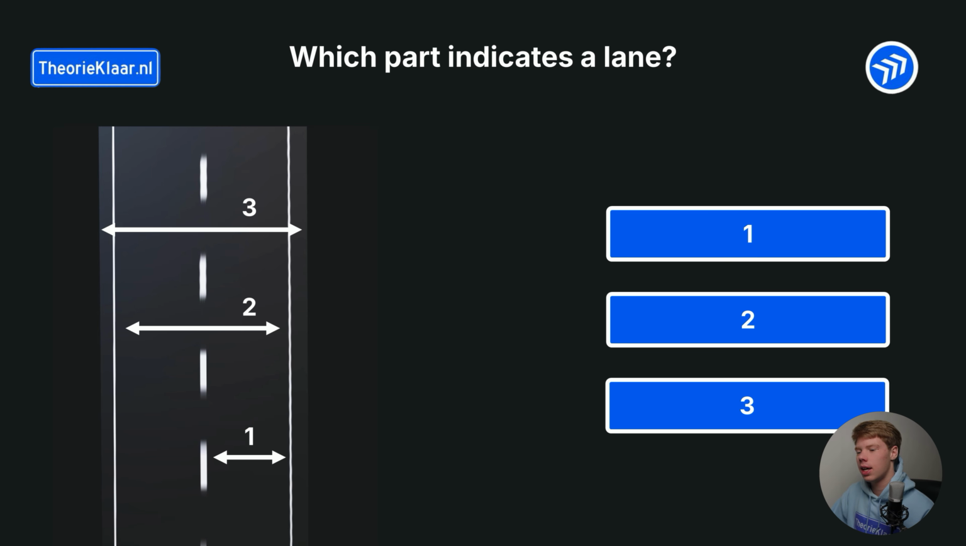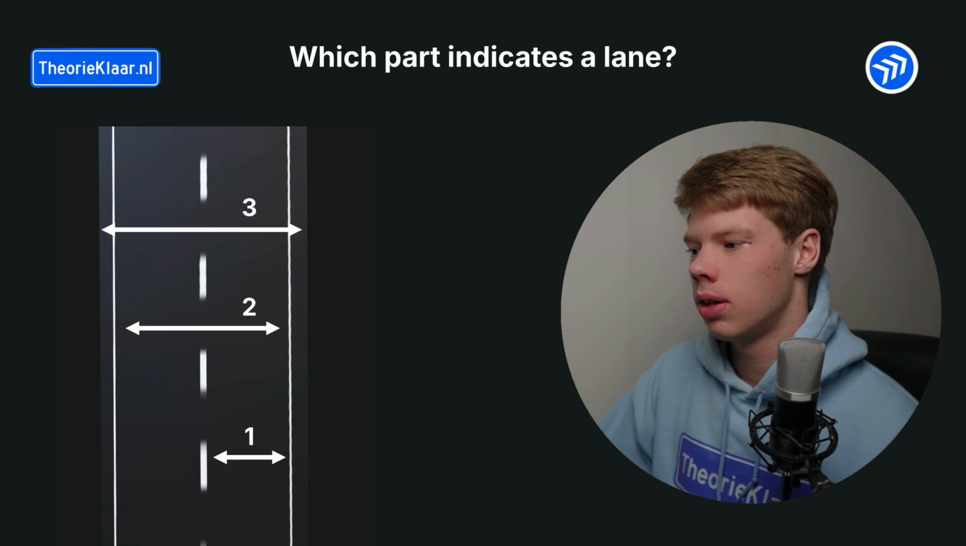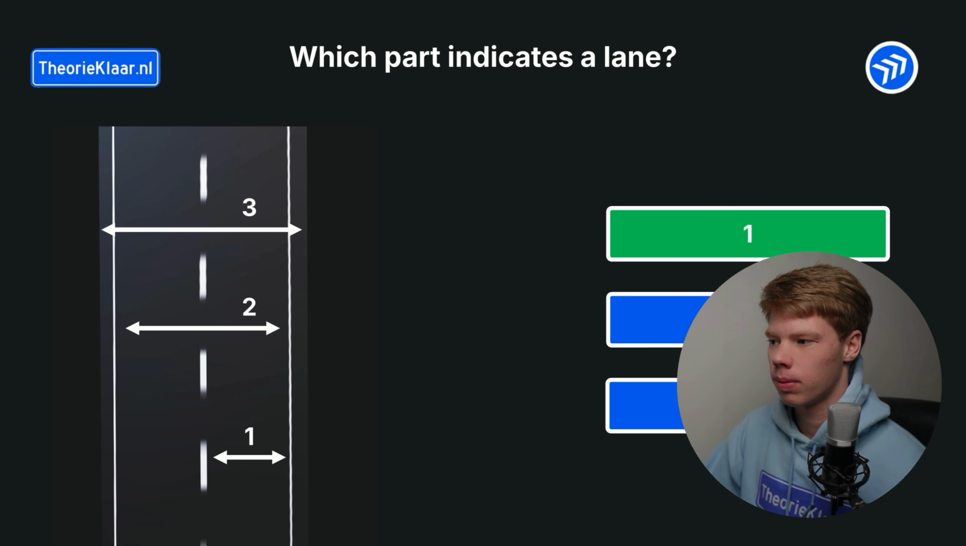Which part indicates a lane? Is that part 1, 2 or 3? The right answer is part 1. Section 1 is a lane, 2 is a carriageway and 3 is the road surface.